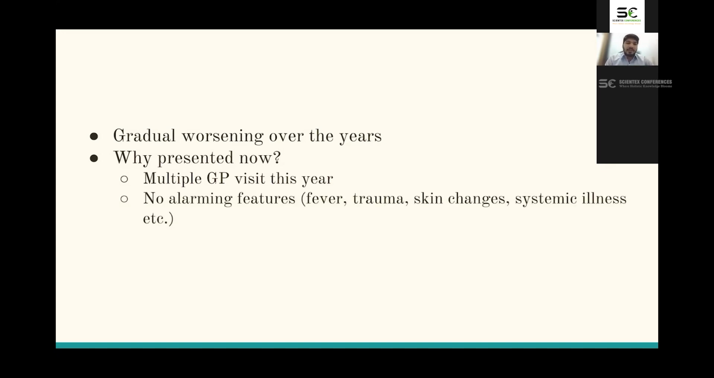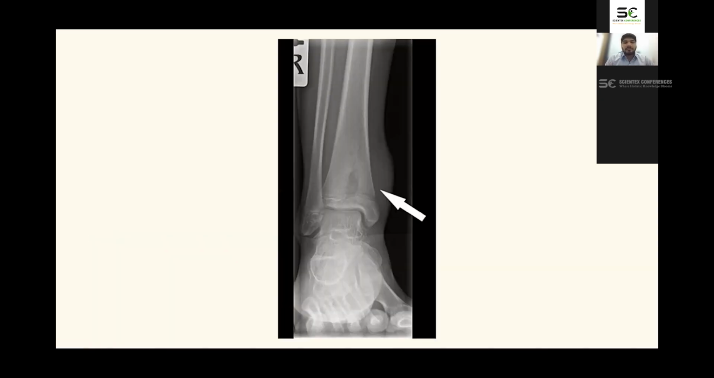Again, no alarming features. The GP examined the patient. There was no fever, no trauma, no skin changes, no systemic illness, and the patient was otherwise well. The only feature was that she was having worsening of the pain, which was not settling. Because of this complaint, an X-ray was requested. And this is the other film of the X-ray that we saw previously, the AP view, and this again shows a lesion in the distal tibia.